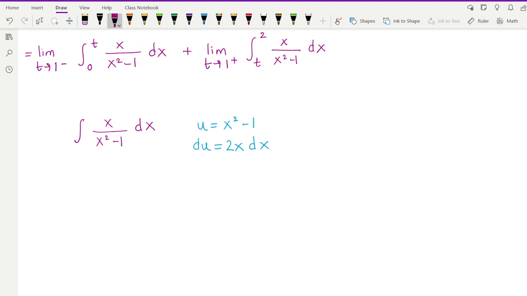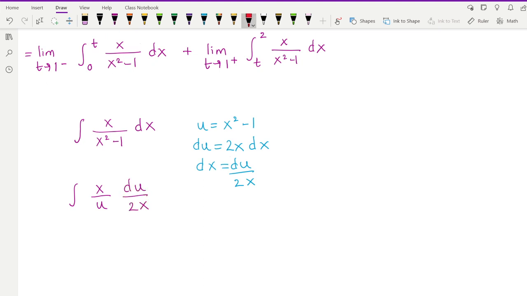And so that's going to make our integral now the integral of x over u times, so if du is 2x dx, then that would mean that dx would be du over 2x. And so we can put in du over 2x.